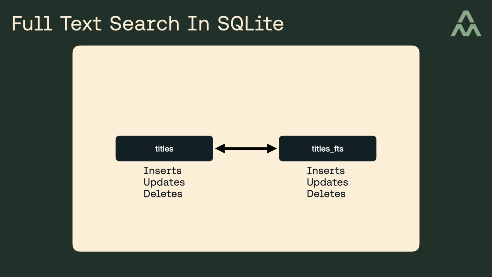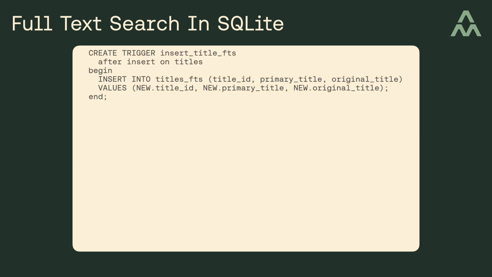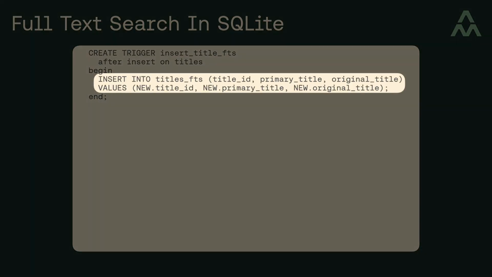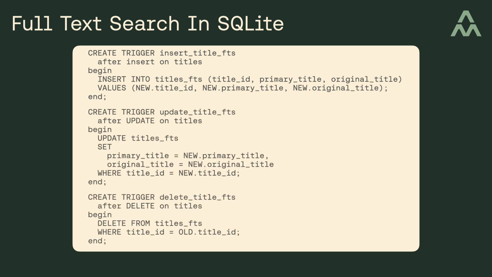So is there anything we can do to avoid this kind of a bug? Well, we could use database triggers. So how would a trigger work in this scenario? Well, basically we create a trigger for inserts that automatically inserts the new data into the titles_FTS table after inserting data into the titles table. Then we do similar things for updates and deletes. Now, by using these triggers, we don't have to worry about keeping the tables titles and titles_FTS in sync because the triggers will handle this for you.